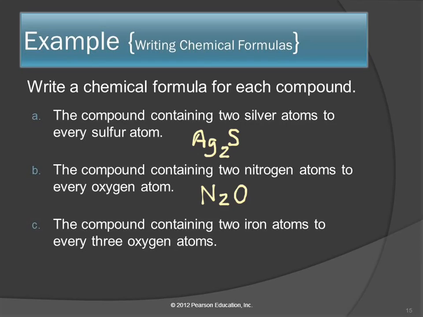How about the compound containing 2 iron atoms to every 3 oxygen atoms? We've got iron and oxygen. Iron is a metal, so we're going to put it first. Iron's got that funny symbol because its Latin name is ferrum. So Fe. How many iron atoms? 2, again, how boring. They all started with something 2. To every 3 oxygen atoms. So here's oxygen with a 3. Fe2O3.